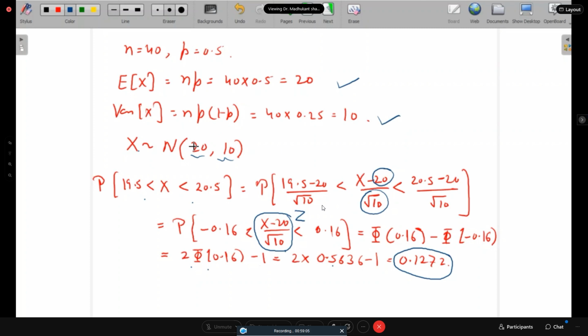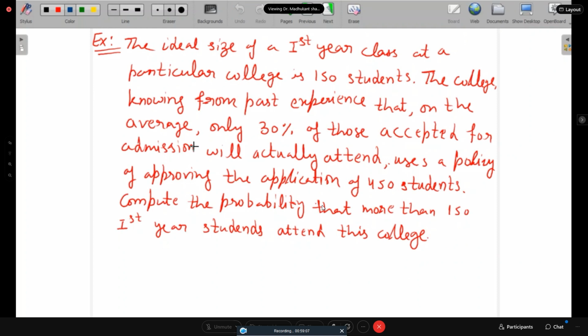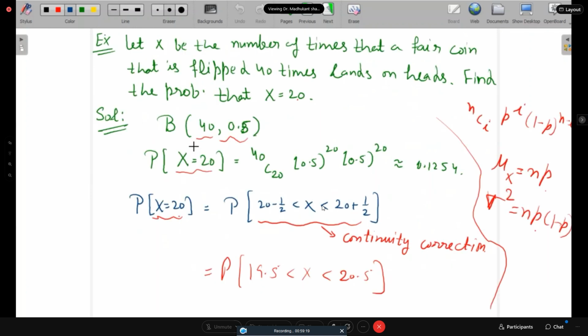Let's take another example. Yes. Sir, can you please repeat that continuity correction step in the previous example? Please explain again that continuity correction step.